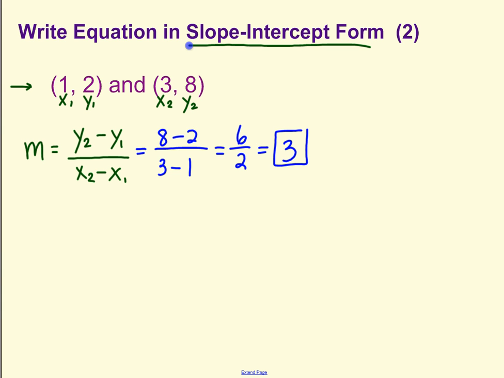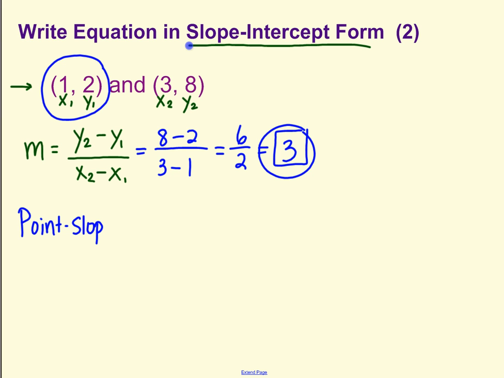Alright, now that we know the slope, we can actually write an equation. So what we do is we grab our first point and we grab our slope and we go ahead and put it into point-slope form. The reason why we use point-slope form is because that's what we know about our line right now. We know a point, a line, and we know the slope. Point-slope form is y minus y1 equals your slope times x minus x1.